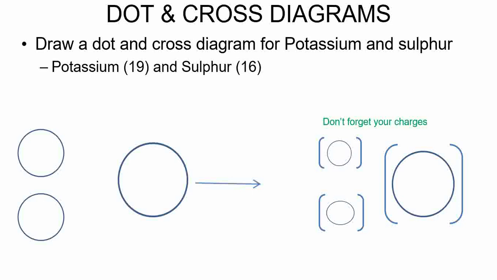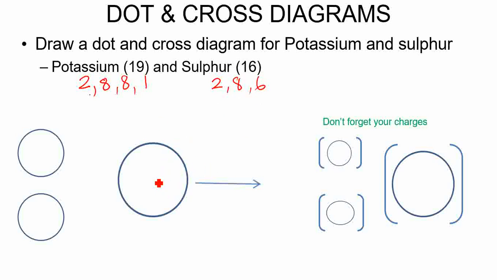Let's look at another scenario between potassium and sulfur. Electronic configuration 2, 8, 8, 1. 2 on the first shell, 8 on the next, 8 on the next, 1 on the last one. This is going to be 2, 8, 6. Now this is a slightly different scenario.